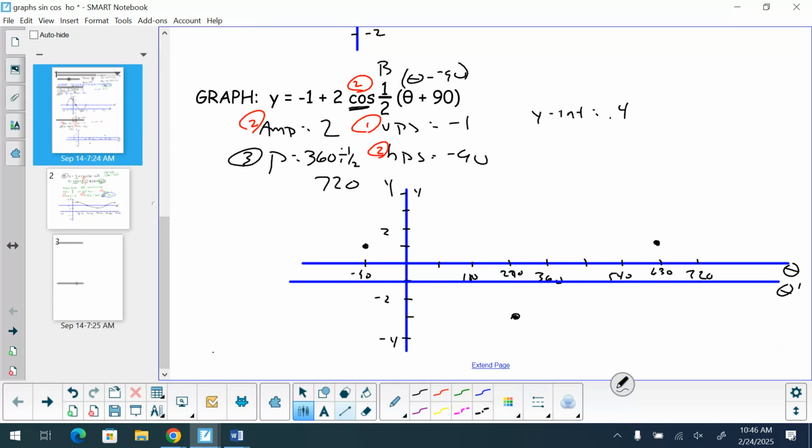Then we have 2 more halves that will be on the prime axis. So 2 more halves, halfway between -90 and 270, and 270 and 630. Between a peak and a valley, you always cross the prime axis. Between a valley and a peak, you cross the prime axis. Between 2 peaks will be a valley. Between 2 valleys will be a peak.